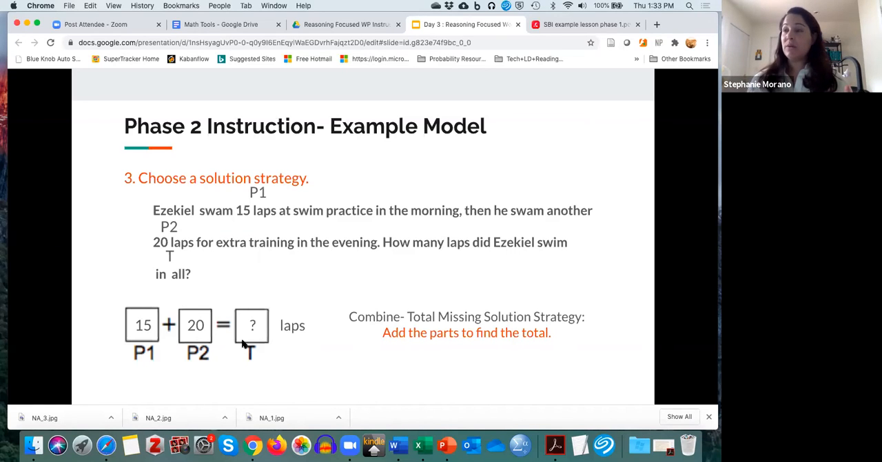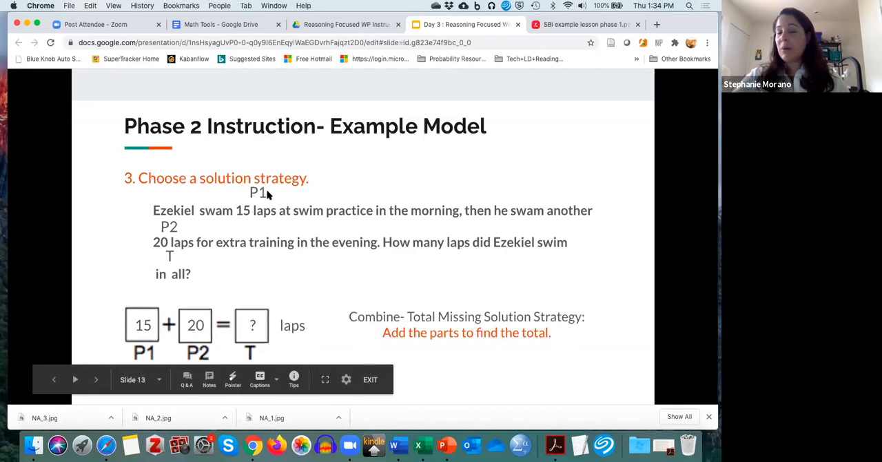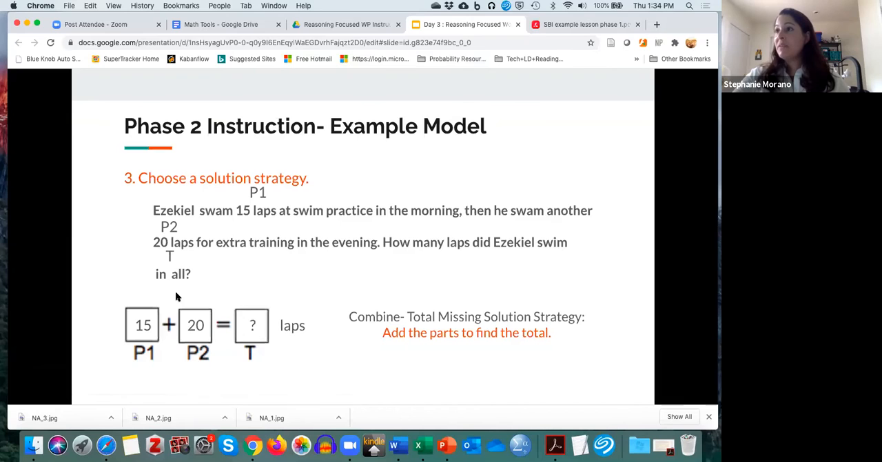With younger students, of course, you're going to use much smaller quantities. But I would say if you're working with older students who struggle with word problems, start with really simple quantities. This problem could be: Ezekiel swam 1 lap in the morning and 2 laps in the afternoon. So that focusing on the computation, if students struggle with computation, we can just take that off the table. And then you build up.